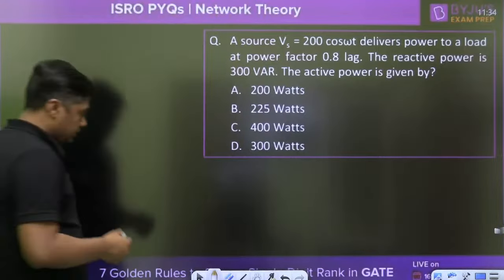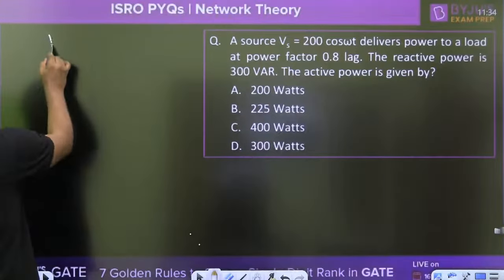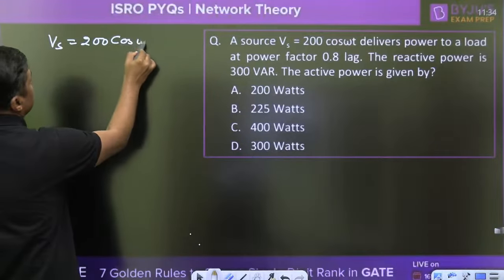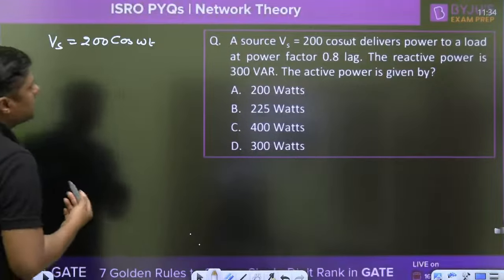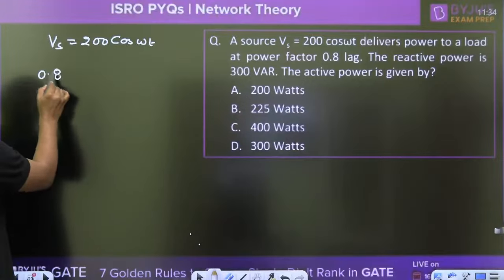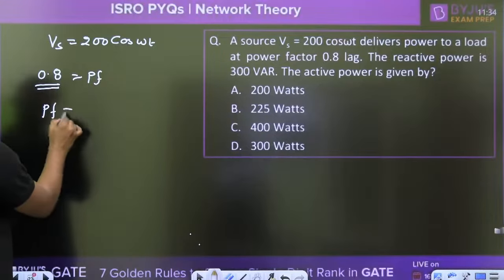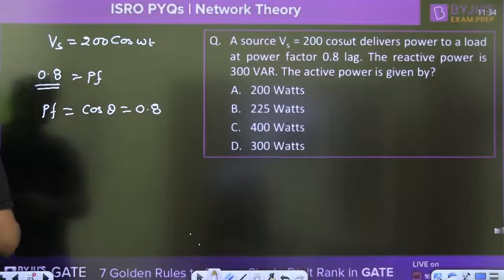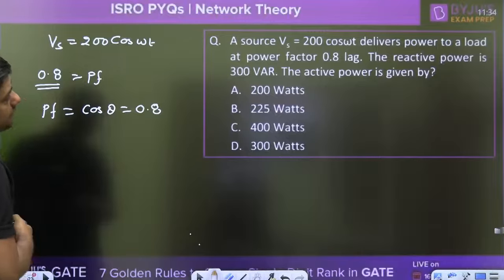Now that is on power, reactive and so on. Vs is equal to 200 cos omega t, it is given. This is the voltage source. It delivers power to a load at power factor 0.8 lagging, which means it is an inductive circuit. 0.8 is the power factor. As you know, what is the power factor? Cos theta, that is equal to 0.8. Okay. The reactive power is 300 volt ampere reactive.